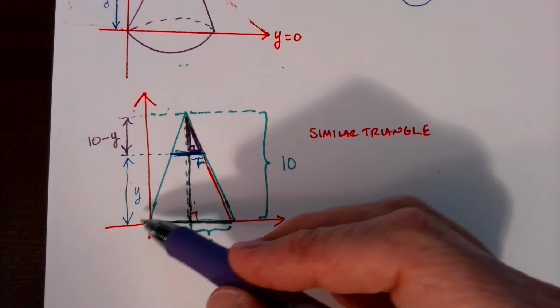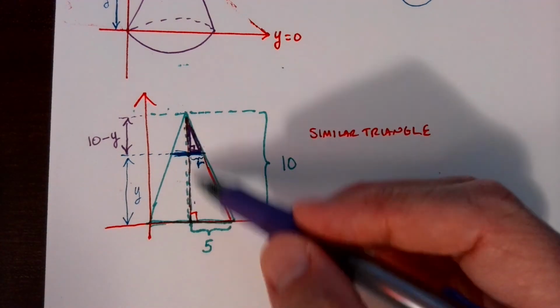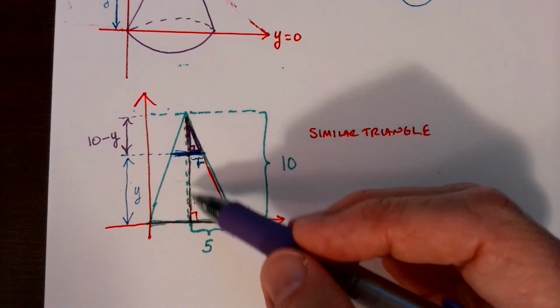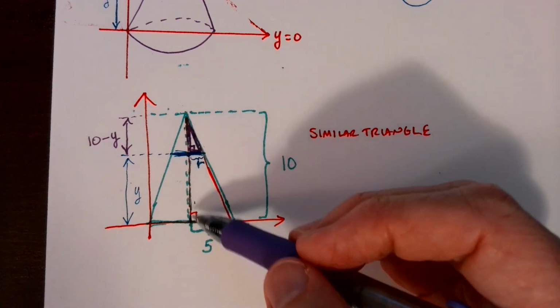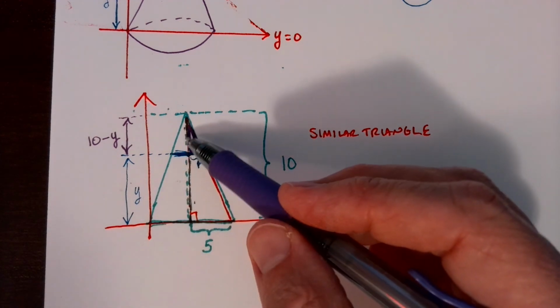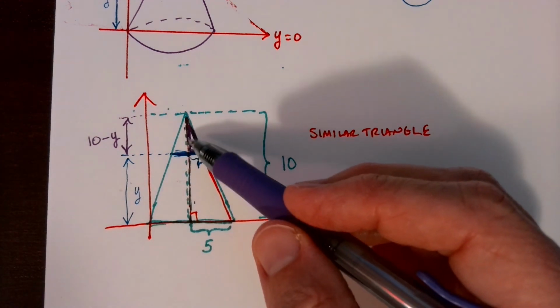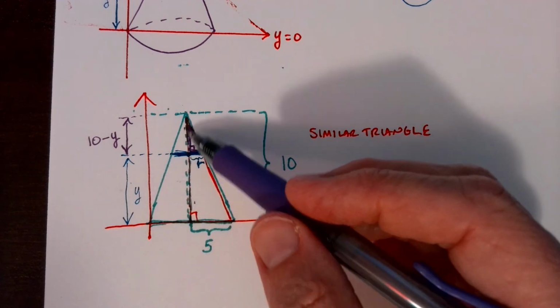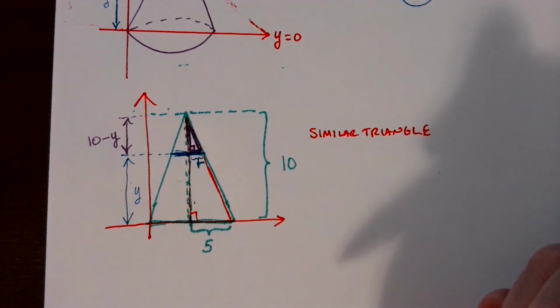And it makes sense again, right? If Y is 0, then we're talking about the entire big triangle, which has a height of 10. If Y is, say, 5, then what's left over up here? 10 minus 5 is 5, right? If Y is 6, 10 minus 6 is 4, and so on.